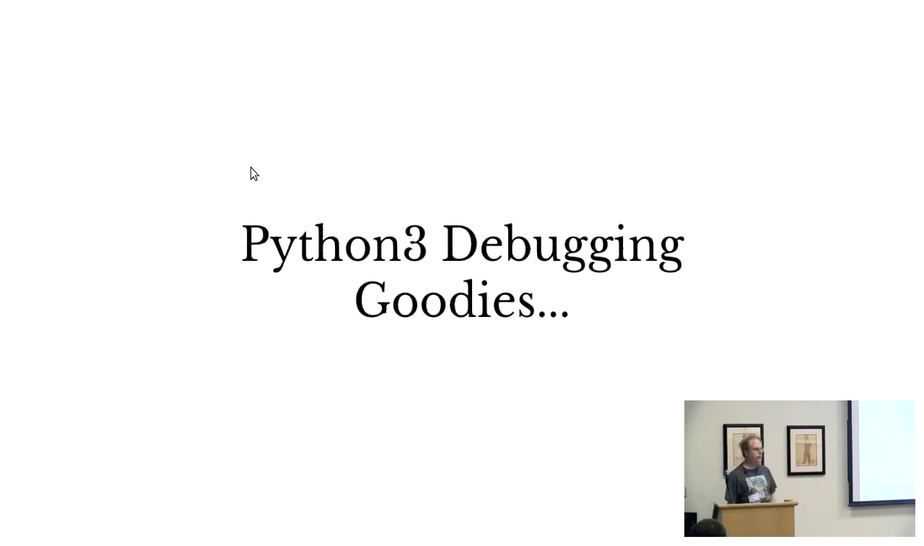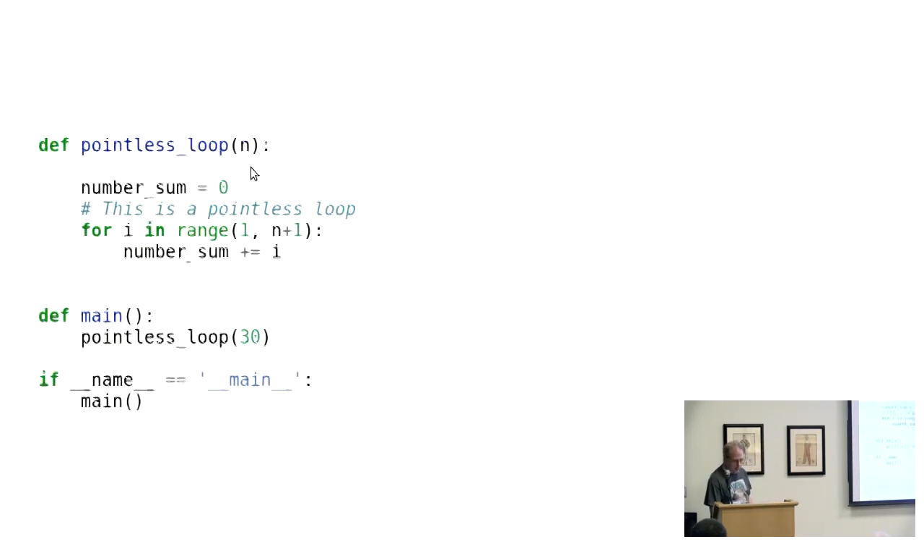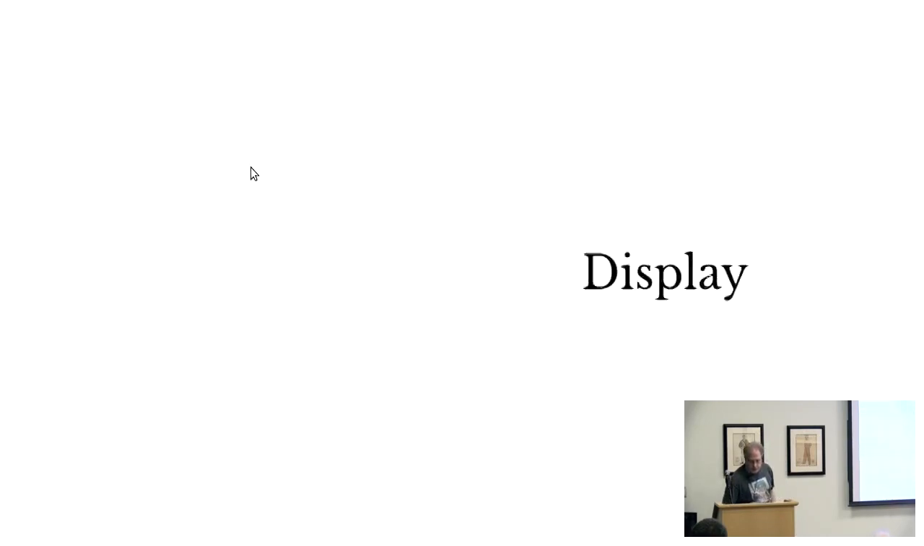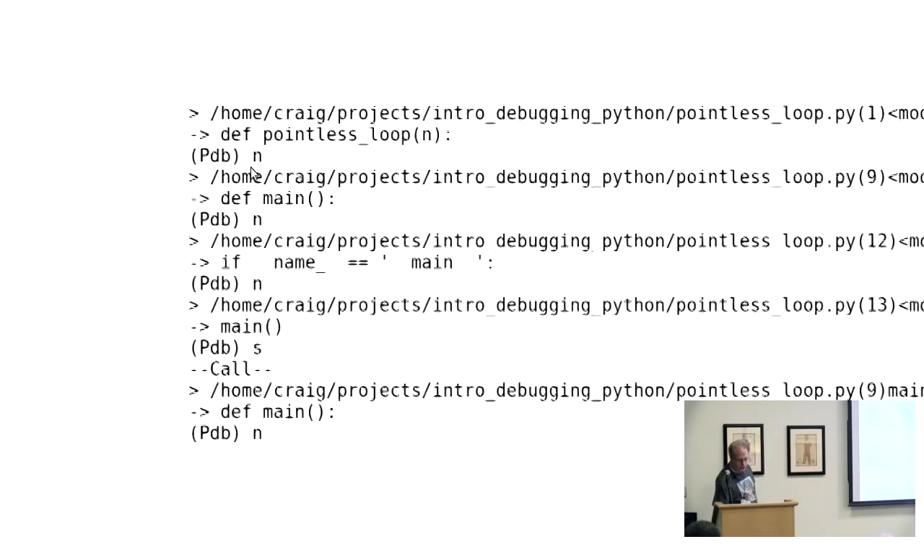So Python 3 adds a few goodies to our debugging toolkit. And one of those nice goodies, you remember our pointless loop exercise and the number sum, is the display command. They changed how display works. In Python 2, it would only show you what it was at that particular point. They added some functionality where it acts like watch in the GNU debugger, where it will show you the previous state and then the current state.